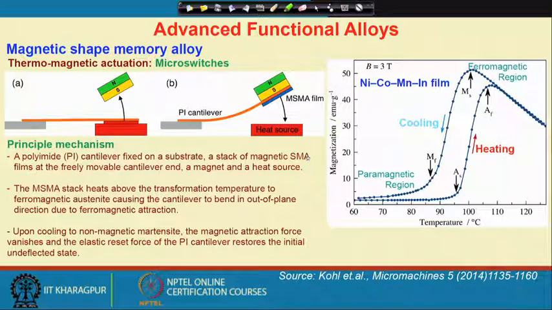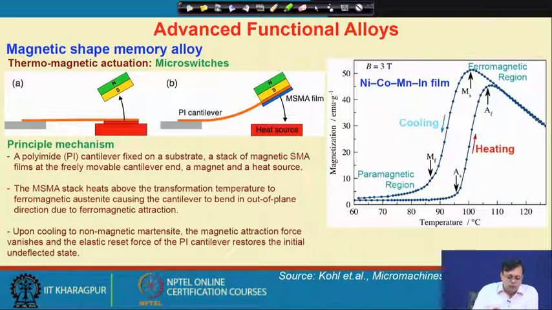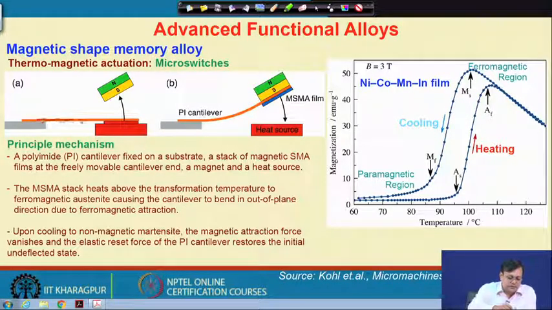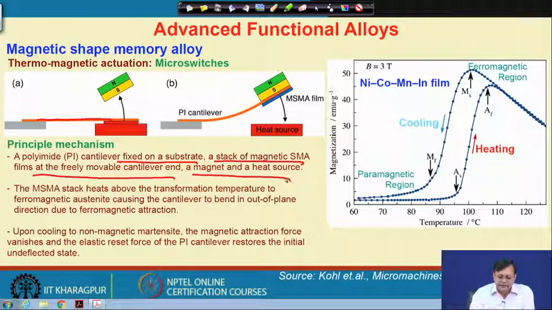The other one here requires heating and cooling, which is used for micro switches, and in this case what we really do, we have a cantilever, and this cantilever is made of a ferromagnetic alloy, and for this cantilever we have a fixed substrate and stacked on it a magnetic shape memory alloy that is a freely movable cantilever at the end, and a magnet and a heat source. So, we have a magnet here and we have a heat source here. Okay.